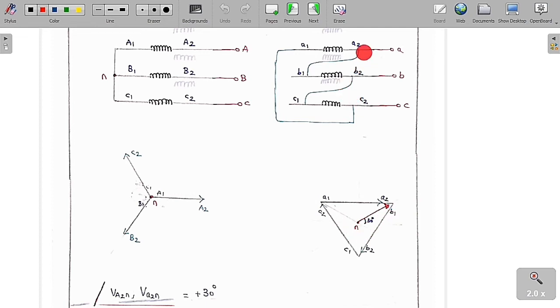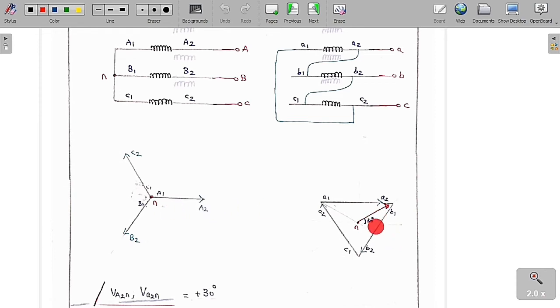We are taking from A2, so keep that A2. So line up to A2. So this is the thing that we are going to get. So if you draw a horizontal line, it is having an exit of 30 degree. So we can say it is leading this voltage by 30 degree.